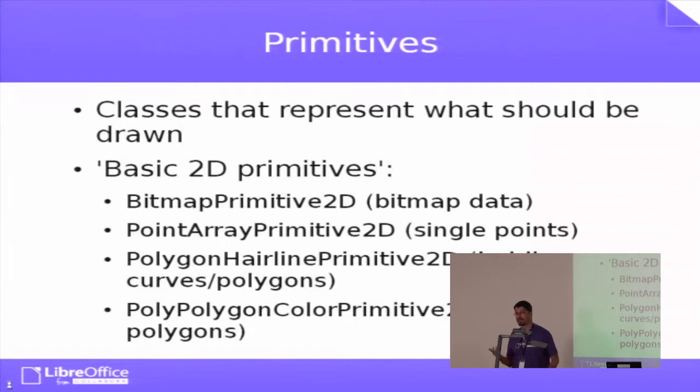I've used some terms here. What are primitives? Primitives are classes that represent a shape in some way. There are actually two sets of primitives. One set are the basic 2D primitives, which cannot be decomposed into anything simpler. As the drawing layer is now, the basic 2D primitives are bitmap primitive 2D, which is a bitmap, then point array, single points, and then hairline, which is just the line itself, as thin as the device allows. And then polygon color primitives, some kind of color polygons.